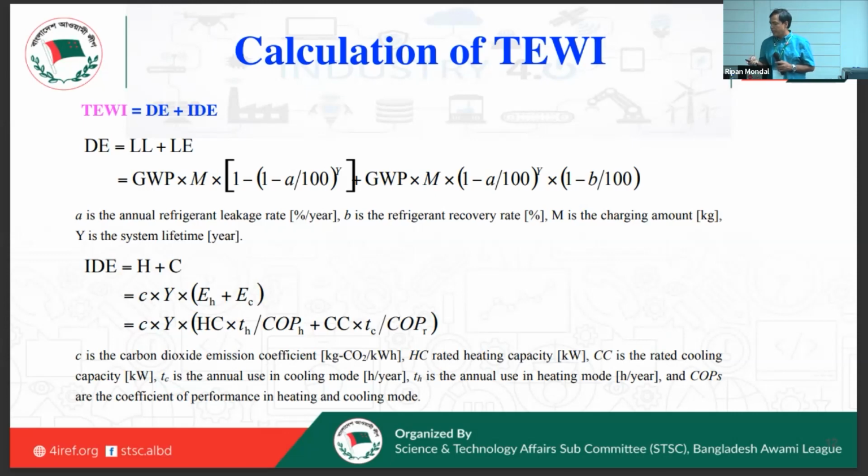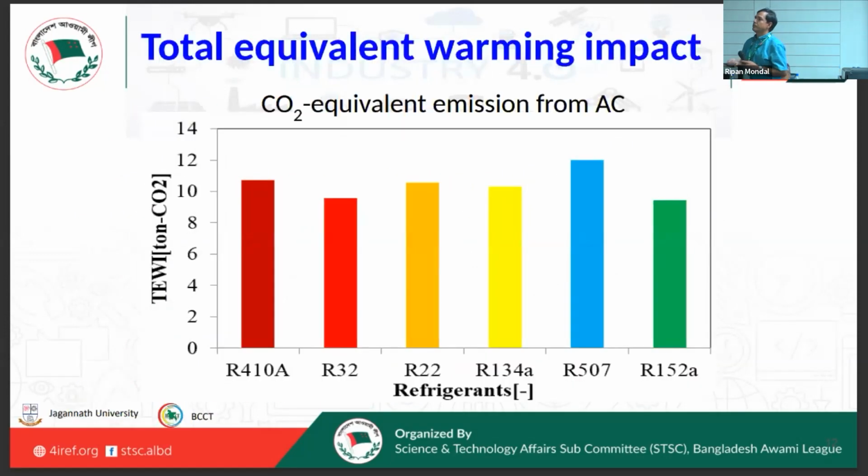If I consider a 10-year lifetime for an air conditioning system, I found that one single air conditioner unit emits around 10 to 12 tons of equivalent carbon dioxide over its 10-year lifetime. So one single air conditioner unit emits around 10 tons of equivalent carbon dioxide. This is very huge.